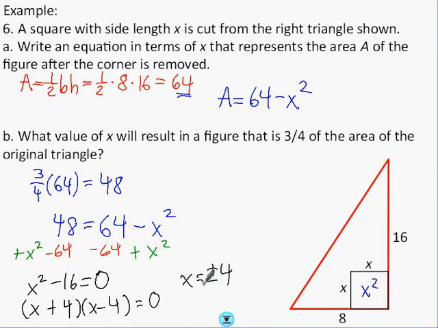Now, x represents the length of a side of a square. You can't have a negative length, and therefore x must be our positive one. x is equal to 4.